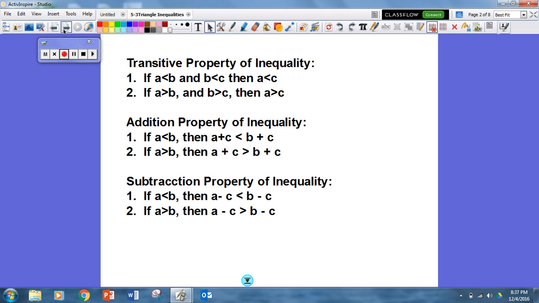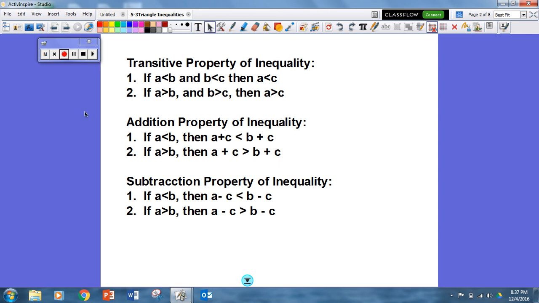There is a transitive property of inequality that says if A is less than B and B is less than C, then A is less than C. It also works for greater than. So if A is greater than B and B is greater than C, then A is greater than C.